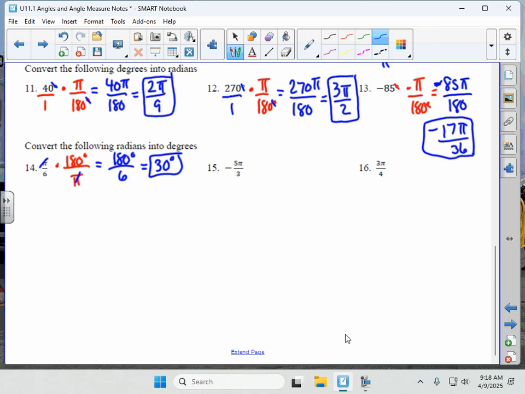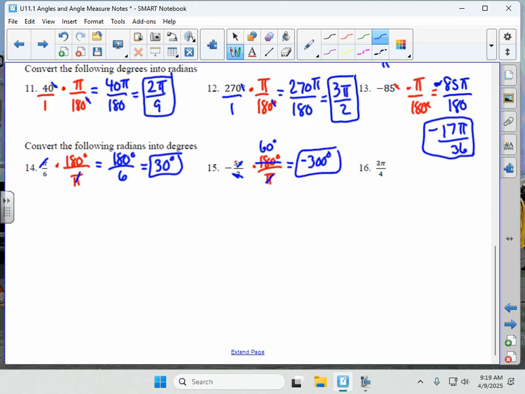Negative 5 pi over 3, again, we'll multiply by 180 degrees over pi. So the pi's cancel. Here I could cross cancel. Again, you could just multiply across, but I know that 3 can go into 180 60 times, and then negative 5 times 60 is negative 300 degrees.